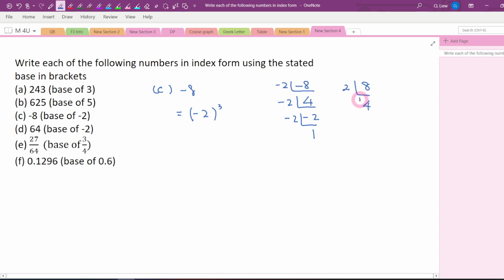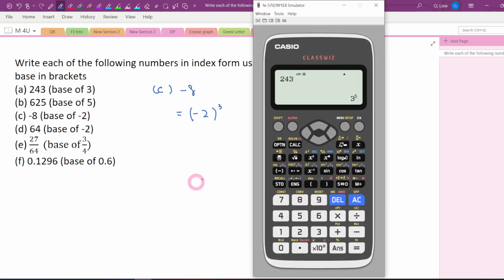For 2, you get 8. 2, you get 4. Okay, 1 times 2, you get 2. So 3 times, right? But here you need to write negative 2. Why? Because the base asked from the question is negative 2. So we need to follow the requirement of the question. Okay? Or you can use your calculator to check.